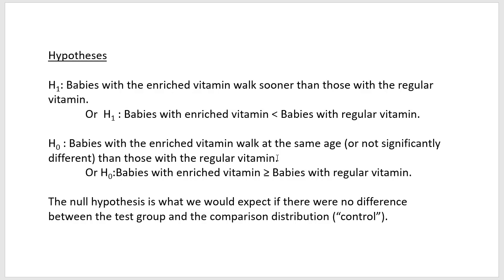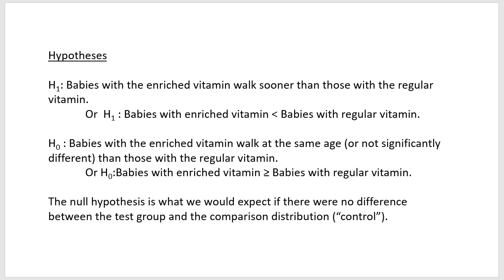That's why we kind of talked about what would you think if a baby walked at 8 months or 10 months or 11 months. The baby can still walk at a different age than the mean of the other babies and it still be non-significant. Another way of stating this is the null hypothesis is that babies with the enriched vitamin will walk at a greater or equal to age than the babies with the regular vitamin, meaning that they will walk at about the same age or later than babies with the regular vitamin. Remember, the null hypothesis is what we would expect if there were no difference between the test group and the comparison distribution, which we can kind of call the control group.